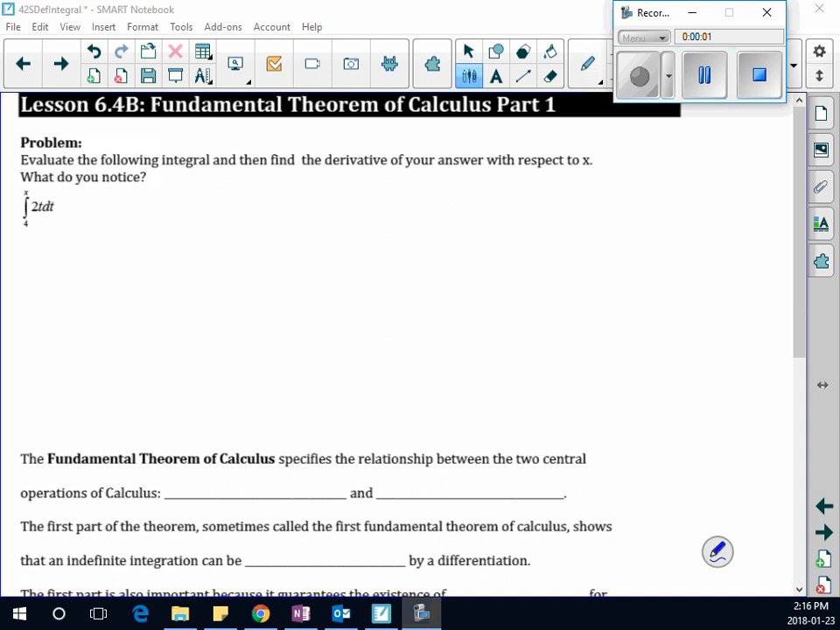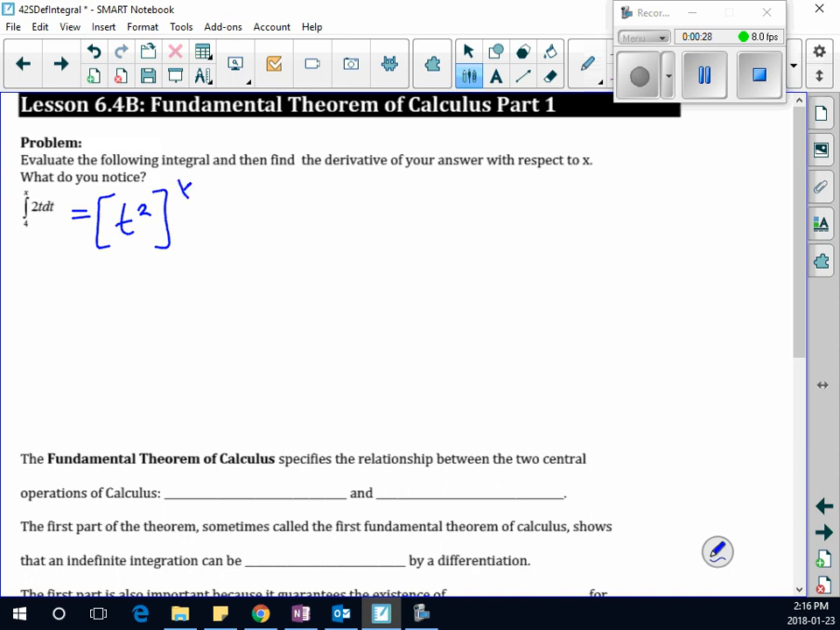Evaluate the following integral and then find the derivative of your answer with respect to x. What do you notice? Okay, so let's do this. What is the antiderivative of 2t? T squared. Very good. Not 1/2 t squared. Remember, you add 1 and then multiply by the reciprocal. If you multiply by the reciprocal of 2, it's 1/2, and 1/2 times 2, you get the 1 right there.